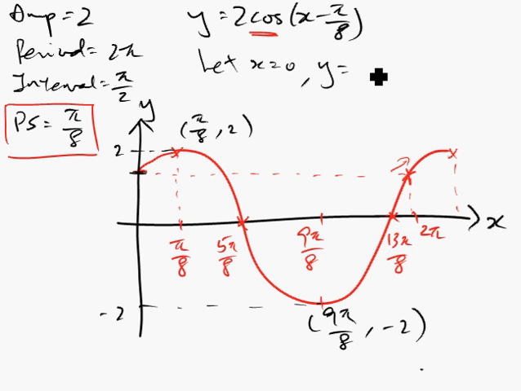What's my value of y? My y will be 2 cosine of, this is 0 already, so minus pi over 8. Take out your calculator, press the answer, you would get 1.84. So this value here is 1.84. That's it. We're done. Easy, right? The graph starts from here, ends here. That's where it ends.